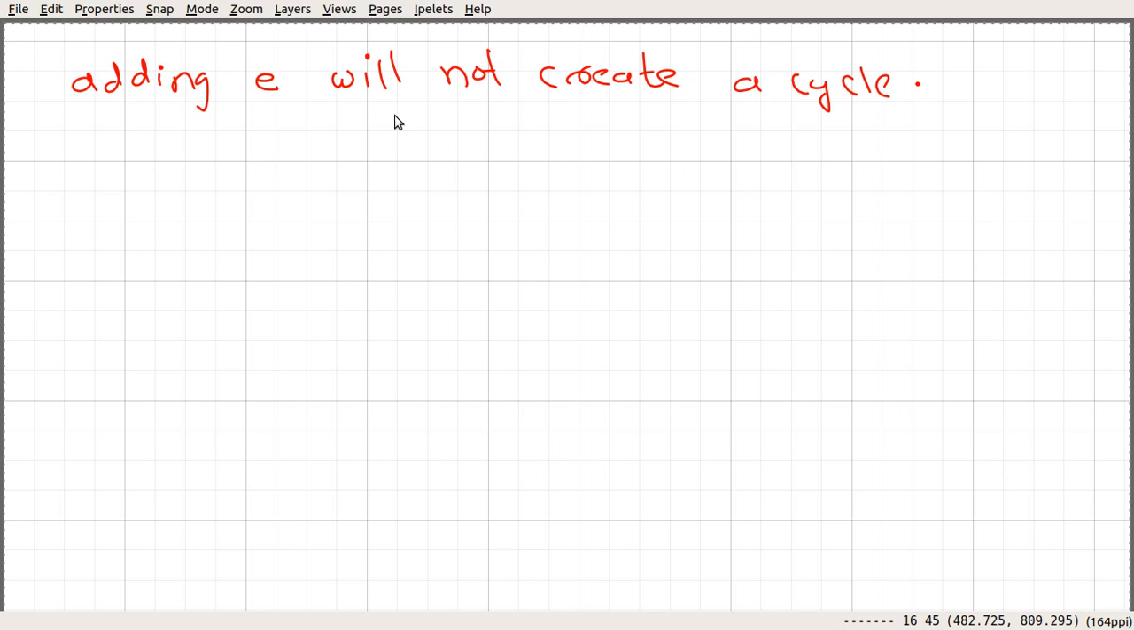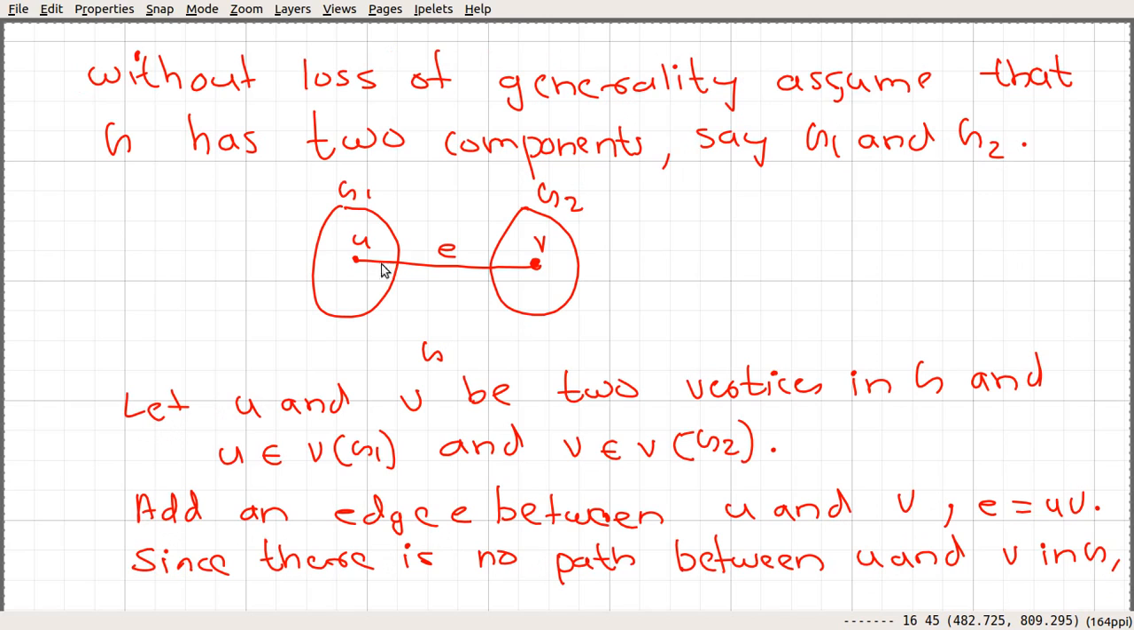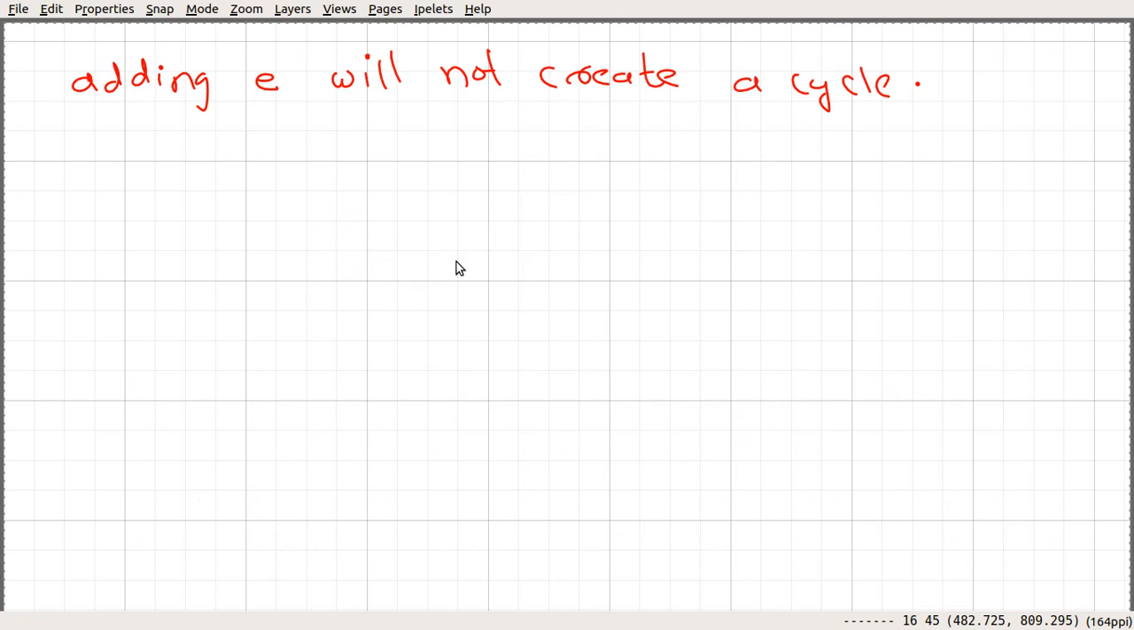And again we can see that once you add this edge, originally we assumed that we have only two connected components. When you add this edge, the graph will become connected, and the number of edges is increased by 1. So thus, G plus E is the new graph that we obtained by adding that edge between u and v, where u and v are in those two connected components.